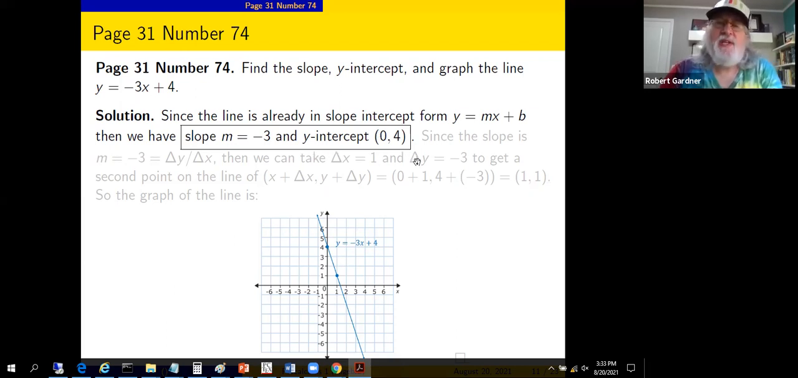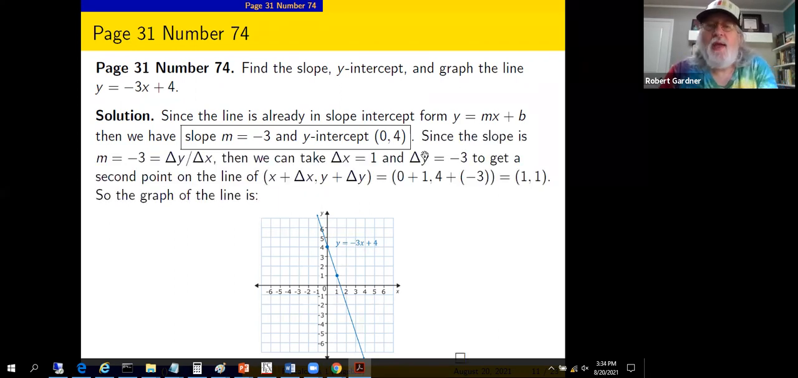Strictly speaking, y-intercepts come as points, not as just particular values. You may see this dealt with differently in other places, and they might say something like the y-intercept is 4. In this book, they use the point: the y-intercept is the point (0, 4). Of course, if it's a y-intercept, the x-coordinate is 0, so there is some redundancy in that. But we get slope is -3, y-intercept is (0, 4) as given.